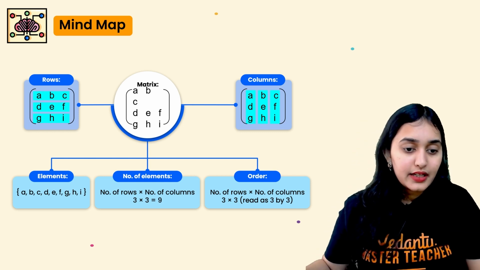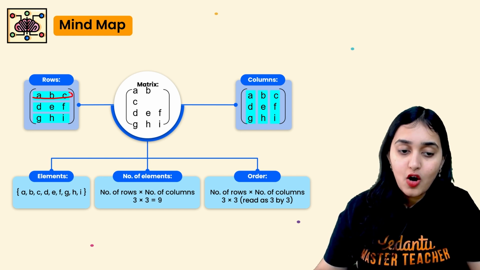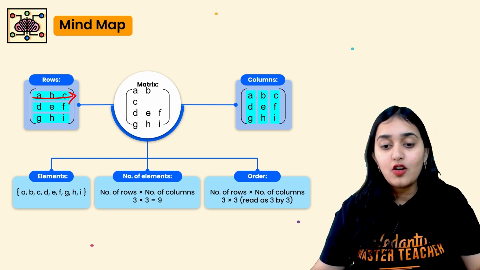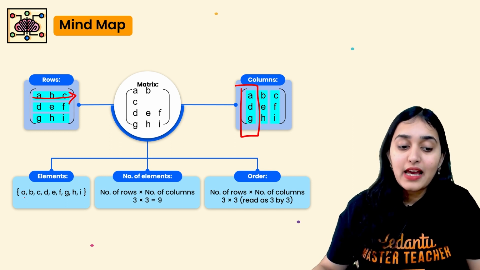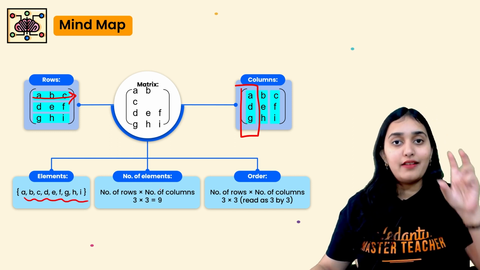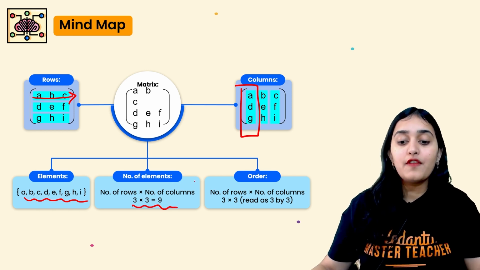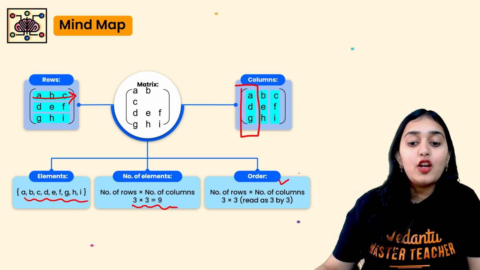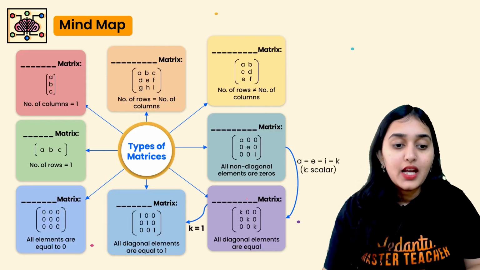So, if you have rows, what are the rows? They are the horizontal numbers. What are columns? They are the vertical numbers. Now, elements are basically all the numbers and functions written inside a matrix. Number of elements is always equal to number of rows into number of columns. And order of a matrix is read as number of rows by number of columns.